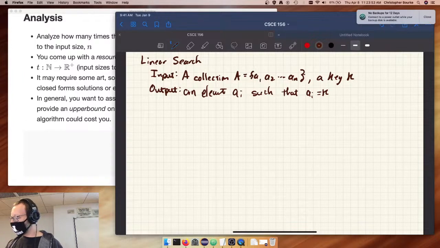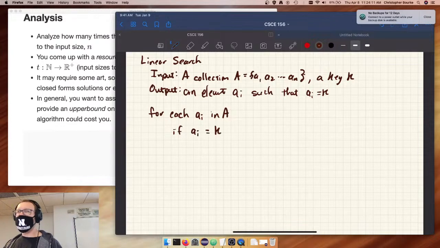All right. So it's pretty straightforward, right? For each element, A sub I, in the collection A, if A sub I is equal to the key K, we'll output A sub I.